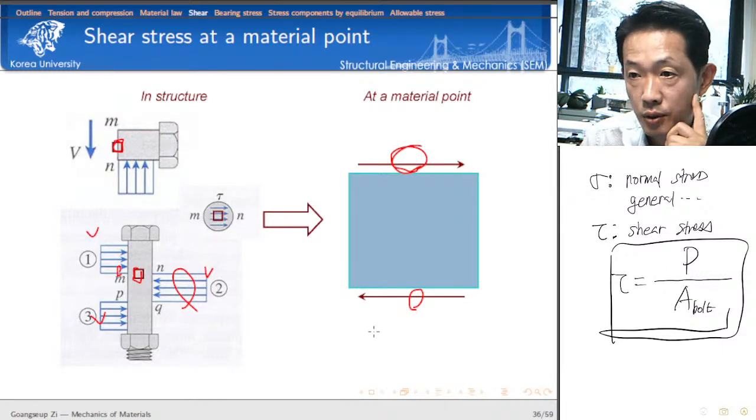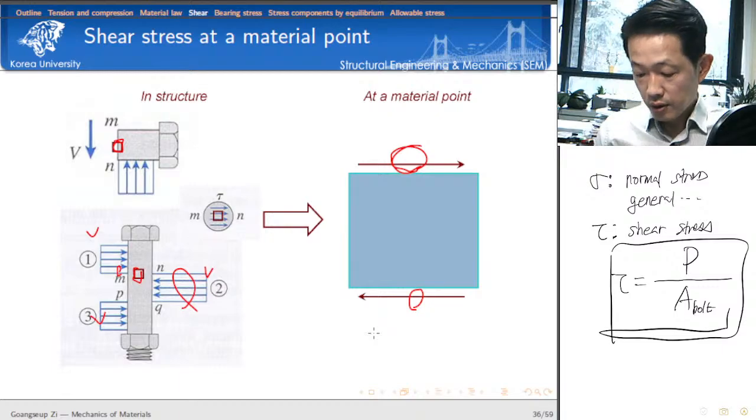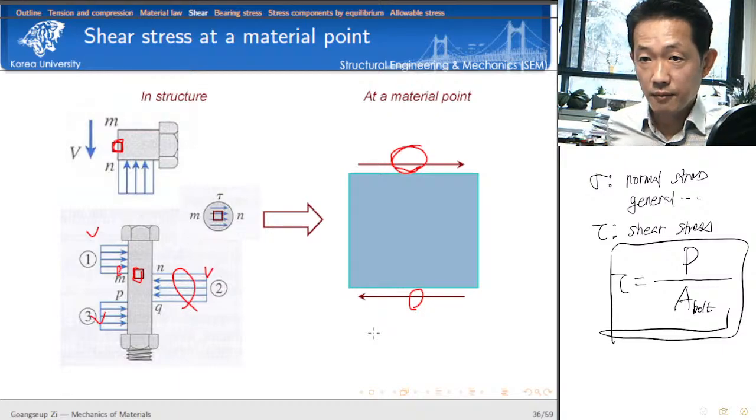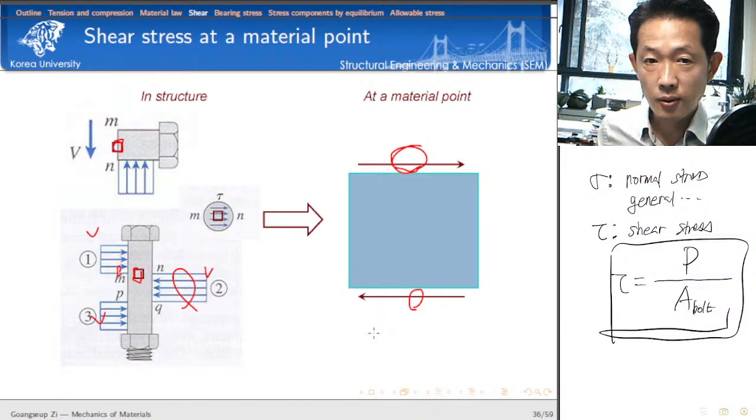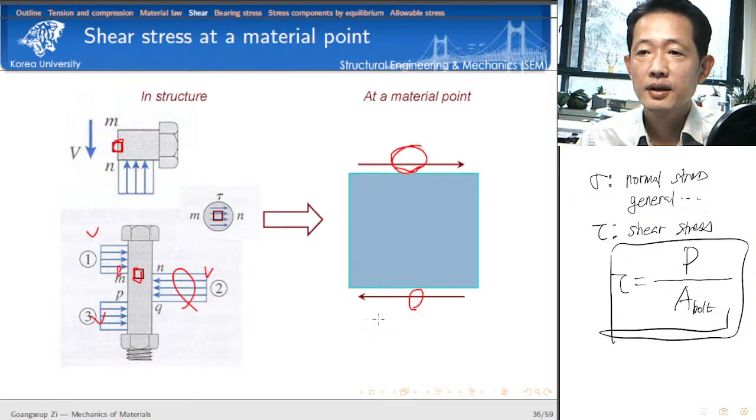Let's check the force equilibrium. As we discussed, the sum of all the forces in the horizontal direction should be equal to 0. That's the simple force equilibrium, isn't it? Here the magnitude is the same, but the direction is opposite. That's why we can say that the force equilibrium is completely satisfied, isn't it right?